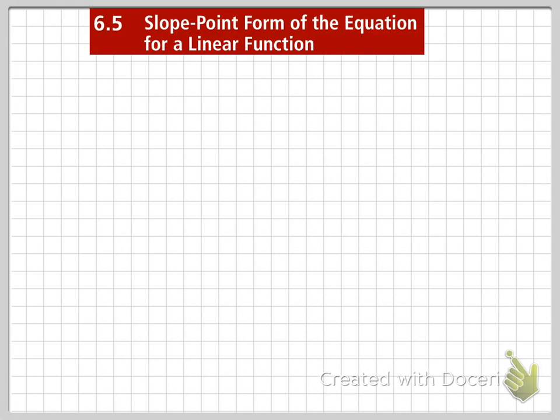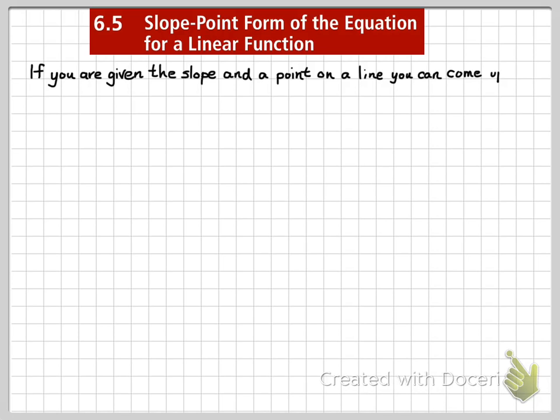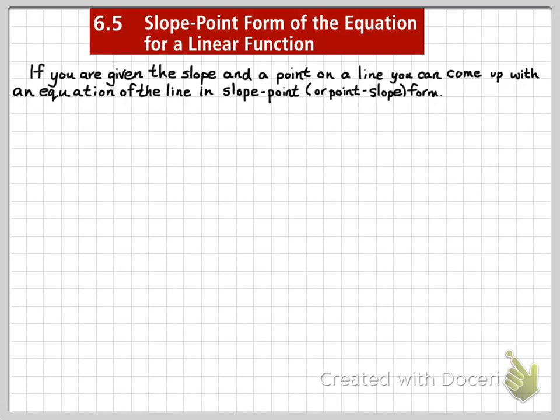Okay, Math 10C, let's do topic 6.5, slope point form of the equation of a linear function. Well, if you're given the slope and a point on a line, or if you can calculate a slope and a point on the line, then you can come up with an equation for the line in what we call slope point or point slope form. You'll see those terms interchanged. Basically what it means is that this form of the equation allows you to see a point and see a slope on the line. So let's start with this line.